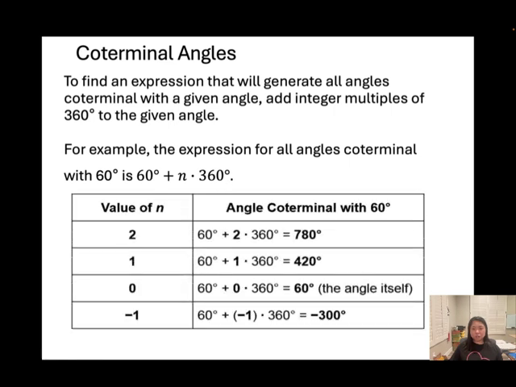Okay, so I have a table like this. When n equals 2, I plug it in, I'm going to get 780. When n equals 1, that will be 420. When n equals 0, that will be 60 degrees, so it's the angle itself. When n equals negative 1, then we're going to get the negative coterminal angles. You could keep going on. When n equals negative 2, you're going to get negative 660 degrees.